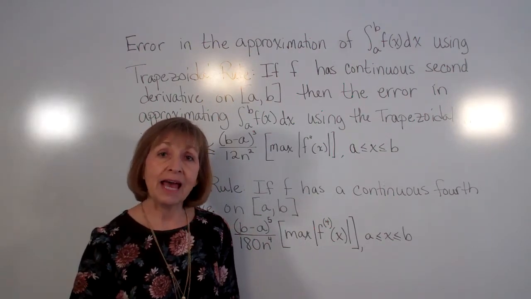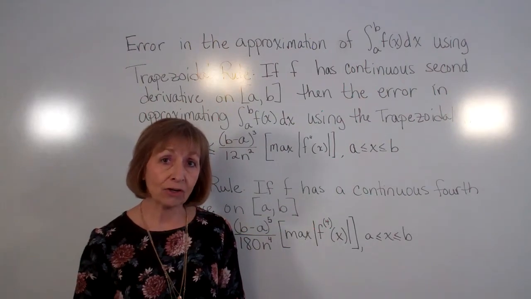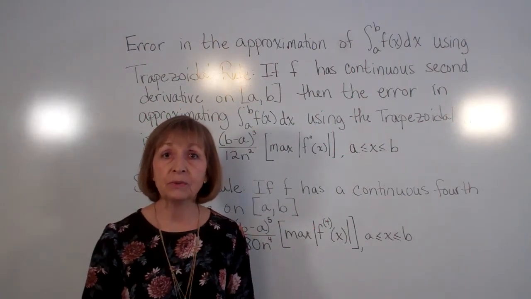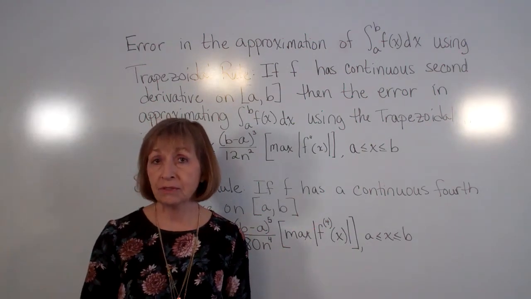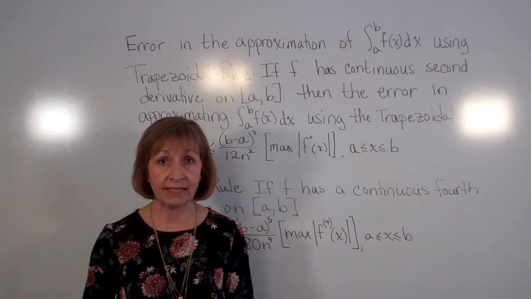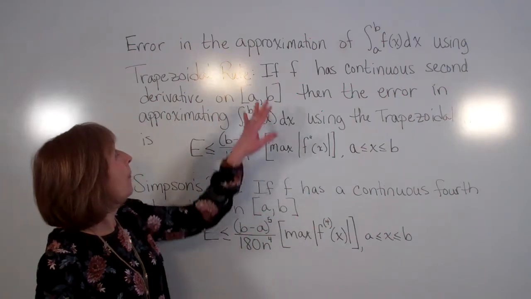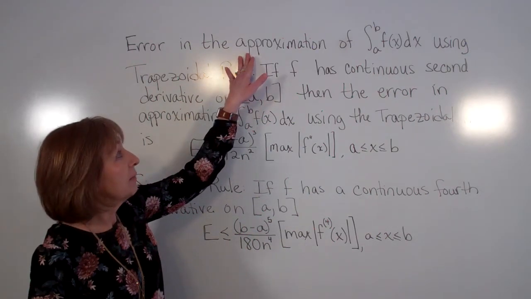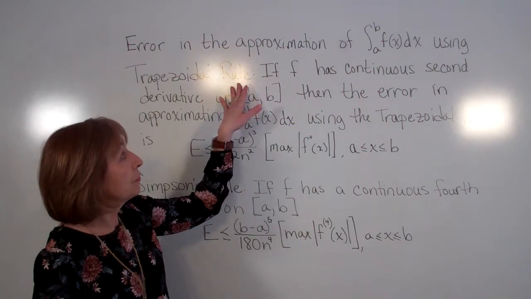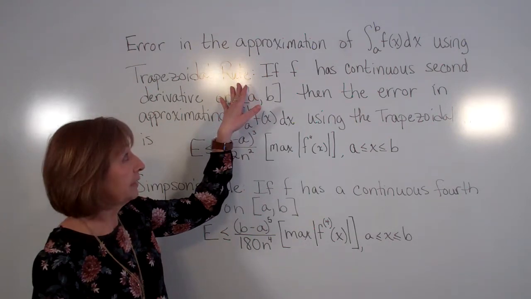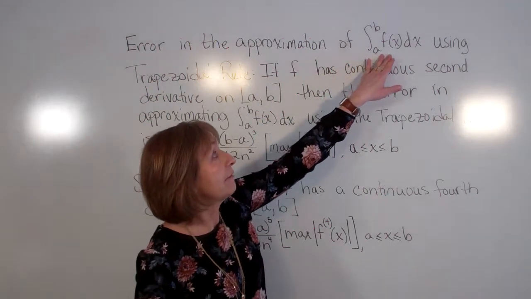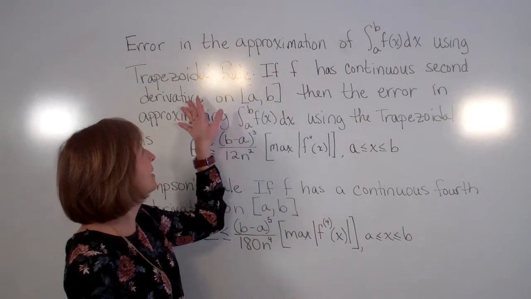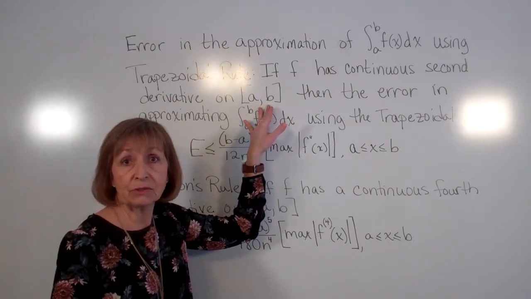Well, to do that, we are going to look at the error that occurs when we use the trapezoidal rule and also the error that occurs when we use Simpson's rule to approximate a definite integral. So if I'm looking at approximating a definite integral using the trapezoidal rule specifically, if my function that's the integrand of the definite integral has continuous second derivative on that closed interval.